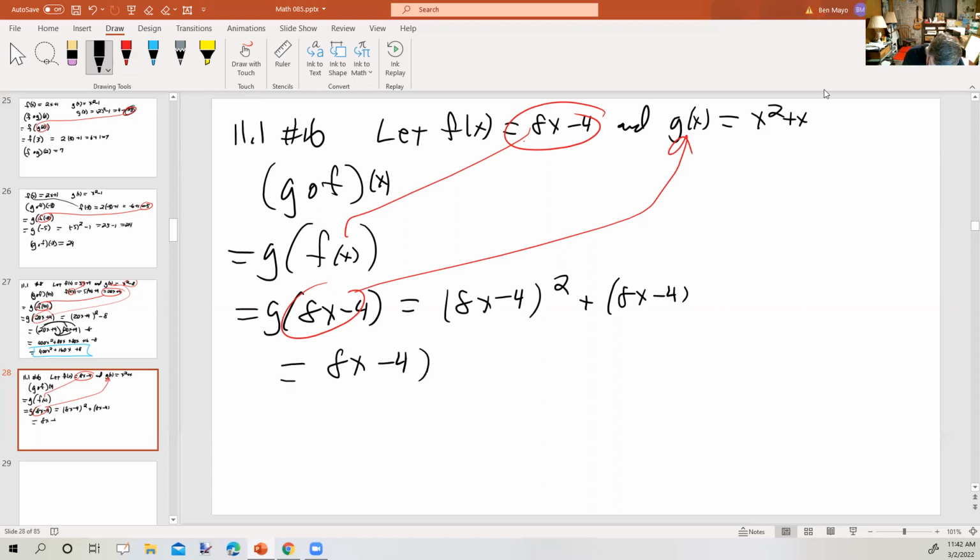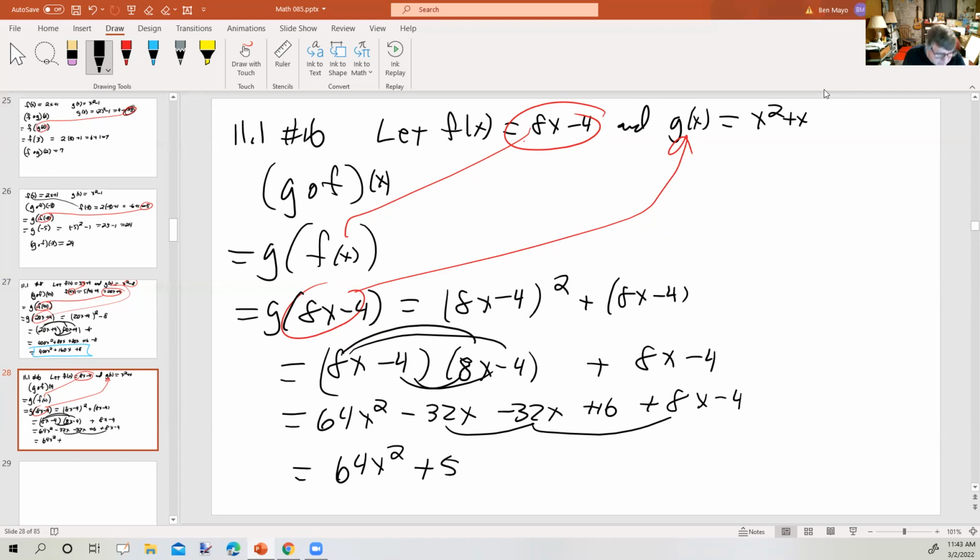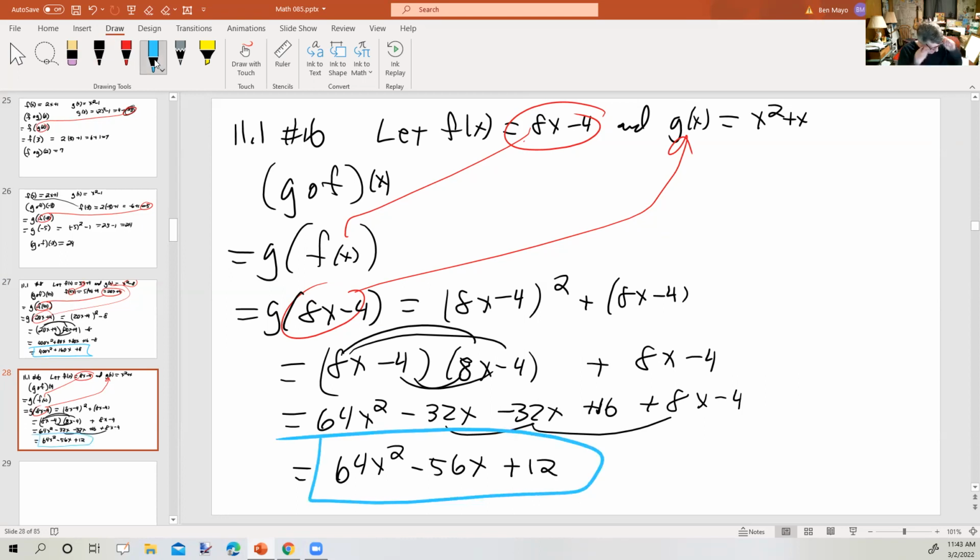So that's 8x minus 4 times 8x minus 4 plus 8x minus 4. I can drop the parentheses because it's plus in front, which is 64x squared minus 32x minus 32x plus 16 plus 8x minus 4, which is 64x squared, minus 64x plus 8x would be what? Minus 56x plus, sorry, didn't see that, 16. So plus 12. Any questions on that one? Okay, anyway, that was for a request from a student.